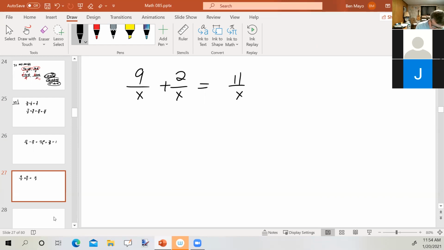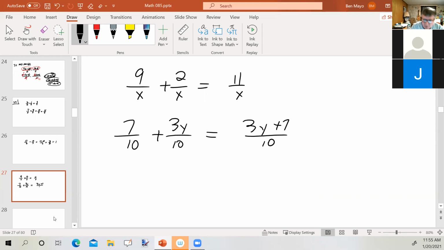Let's say we've got 7 over 10 plus 3y over 10. We add the numerators, 3y plus 7 over 10. Now be careful, 3y and 7 are not like terms, so it doesn't become 10y, it's just 3y plus 7 over 10, nothing can be reduced.